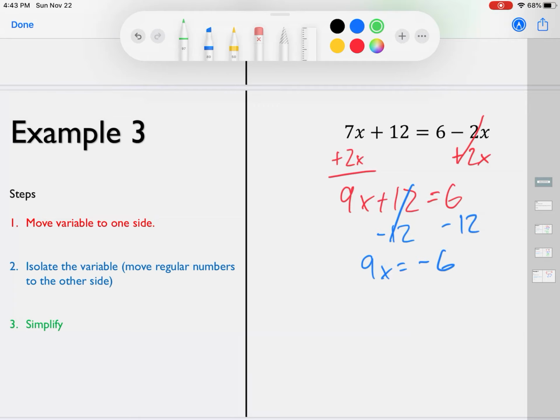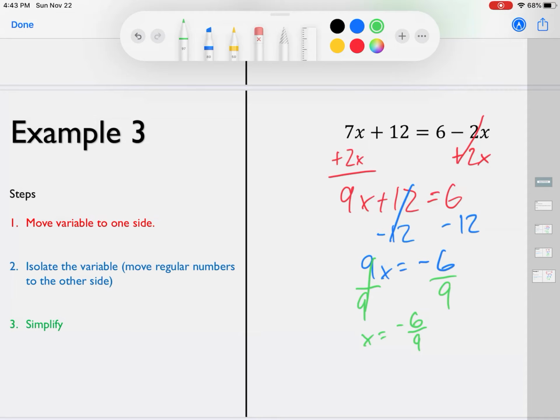Okay, now we move into our final step because we have that term with the variable isolated. Now we need to divide to get rid of that. So I have 9 times x equals negative 6. So in order to get rid of that 9 times the variable, I need to divide by 9. And I'm going to do that to both sides. So now I'm left with x equals negative 6 over 9.